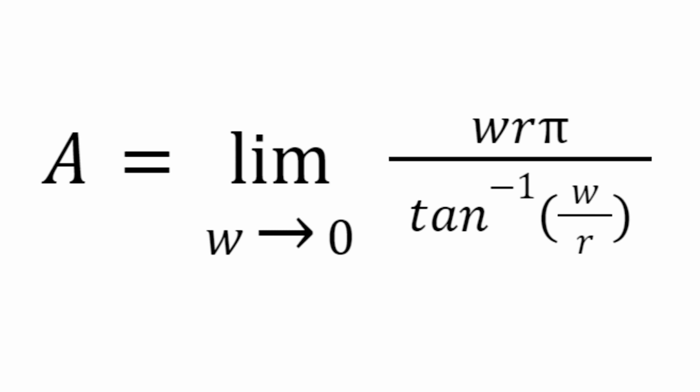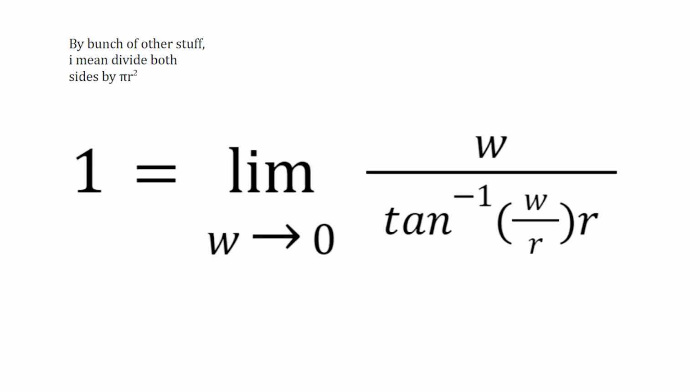Then you get the formula that you see on screen. And pi r squared is the formula for the area of a circle, so you set that equal. Then you do a bunch of other stuff. Then you find that 1 is equal to the limit as w approaches 0 of w divided by arctangent of w divided by r, times r.